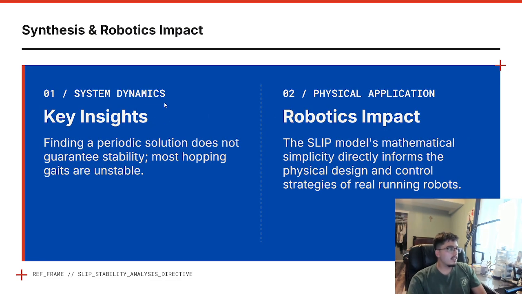So some key insights were that just finding a periodic solution did not guarantee it would be stable. Most of the scenarios I looked at were actually unstable, which was interesting to find out, that the model is relatively unstable unless you're at one of the known stable stiffness and touchdown angles.